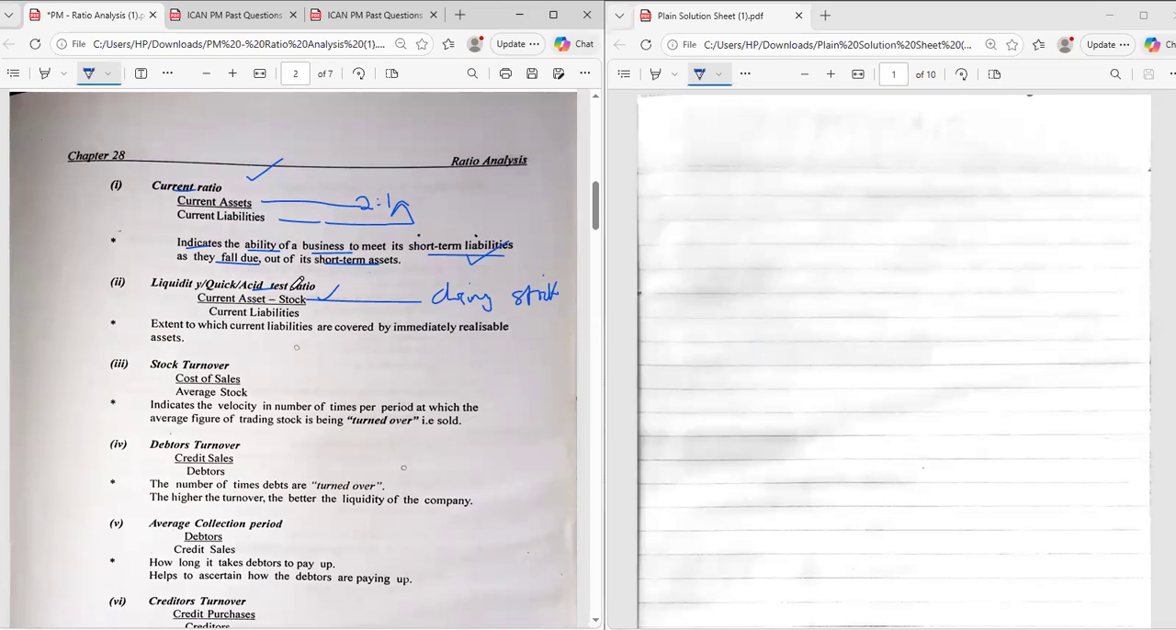It tends to measure the same thing that your current ratio is measuring, but this time using the most liquid asset. Okay, using the most liquid asset. And when you take out stock on current asset, every other asset is what? Is liquid. Okay, more liquid.